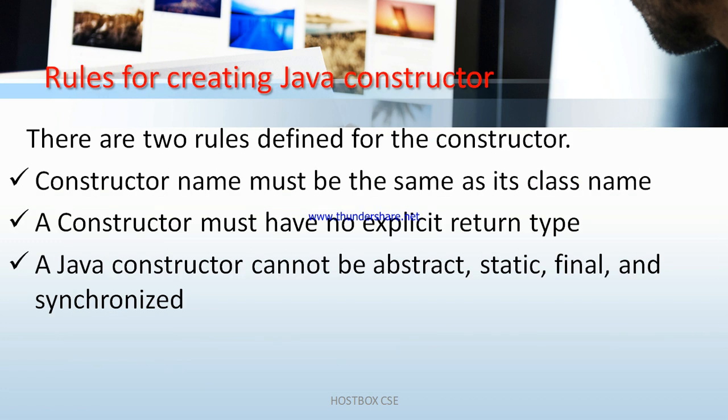Rules for creating a Java constructor. Suppose you want to create a Java constructor, there are two rules. The first one: the constructor name must be the same as its class name. Class name and constructor name should be the same. Also, a constructor must have no explicit return type, and a Java constructor cannot be abstract, static, final and synchronized.